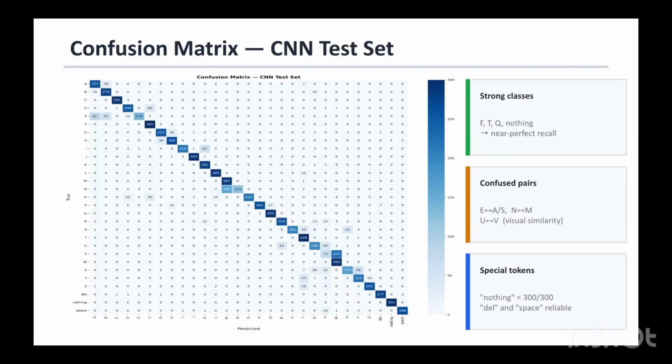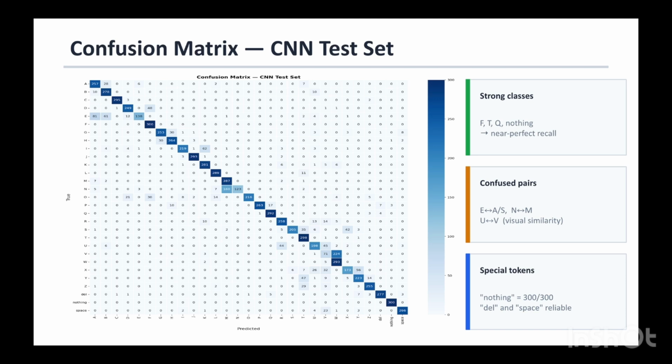Thank you, Miftul. The confusion matrix diagonal, the correct predictions, is strong for the vast majority of classes. Notably, the nothing class scores 300 out of 300. Every time there was no sign in frame, the system correctly predicted nothing. This is critical for real-world use. The system will not generate phantom letters where the user is resting or transitioning between signs. Del and space are similarly reliable.